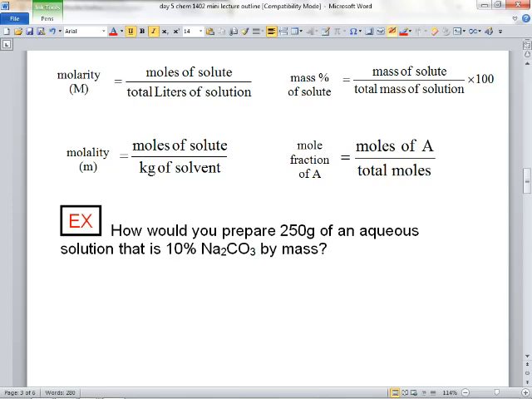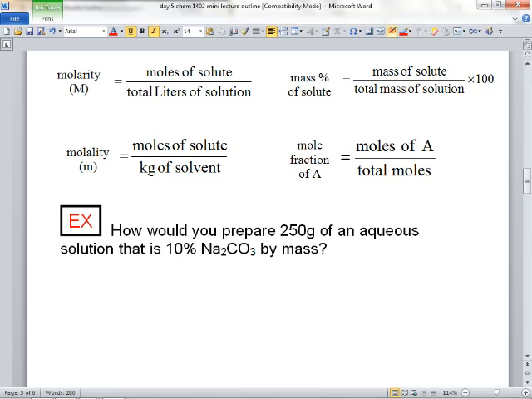Now, if you're going to prepare this solution, great. It's a solution. All these are solutions. What's the solute and what's the solvent in this solution? Yeah. And what's the solvent? Do you hear? The Na2CO3 is the solute. What's the solvent? H2O. How do you know it's H2O? Yeah, aqueous. That's their way of saying water, right? Okay. So how would you prepare?